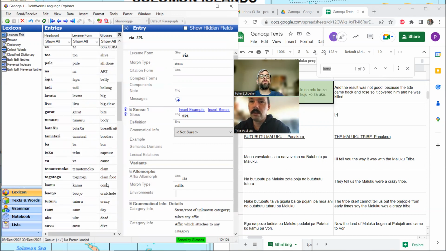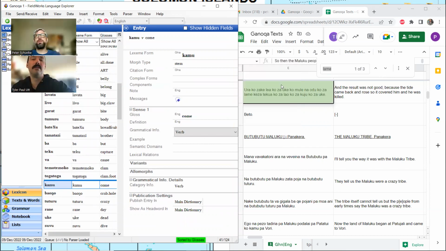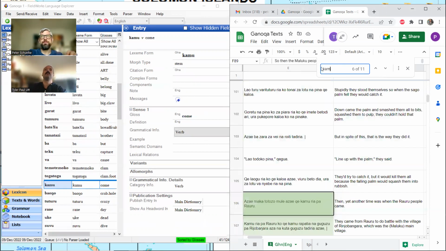Wouldn't you want to come? Sorry. Let's look at Kamu right quick. Compare if there's a meaning difference. I suspect one of these might mean arrive. Interesting. Yeah, that sounds promising. We get a lot of Kamu, and then another time was when the Rauru people came. That's going to be more familiar as Lauru, I think.